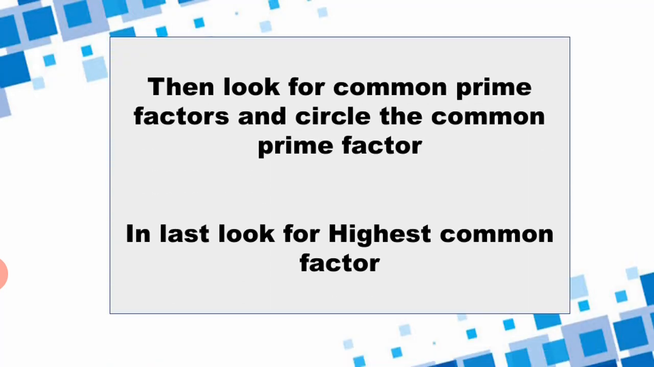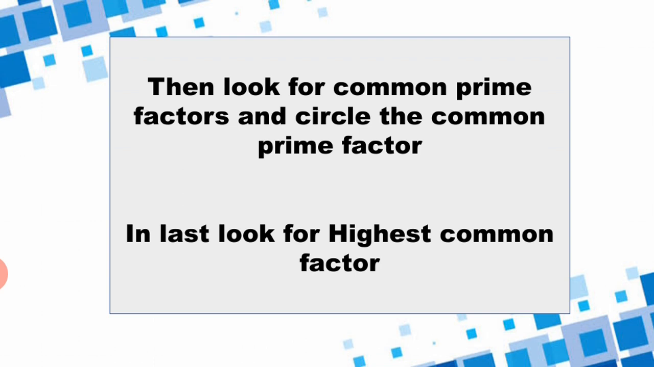Now what you have to do? You have to then look for common prime factors. After, write the prime factors of the numbers and then circle the common prime factors, and in the last you have to look for the highest common factor as we did in our previous lecture. We wrote factors of the numbers, then we circled the common factors, then wrote the common factors, and from the common factors we wrote the HCF. HCF means highest common factor, the greatest value among the common factors.